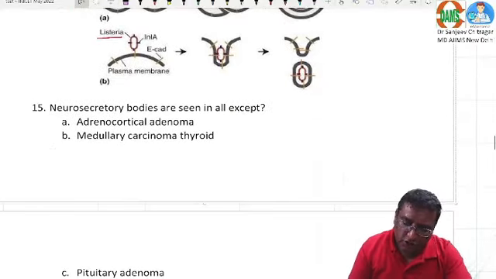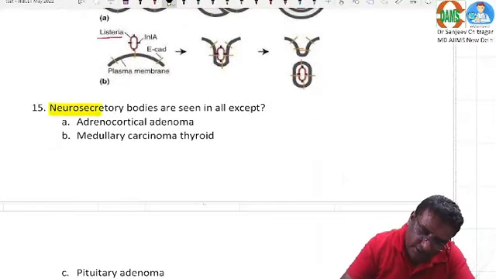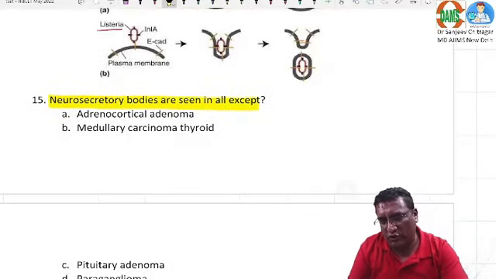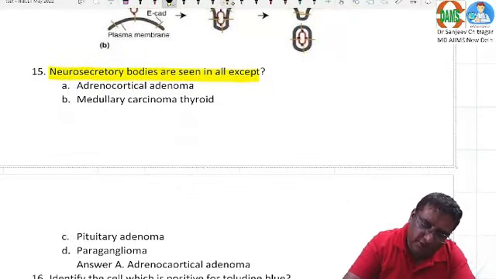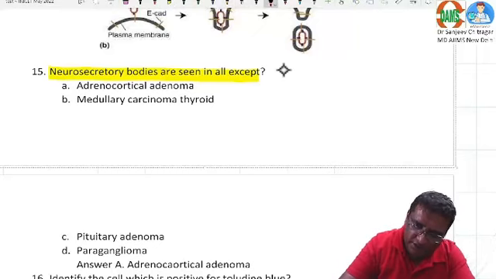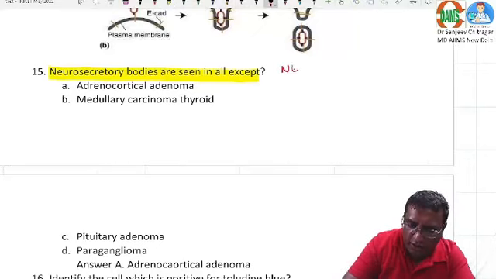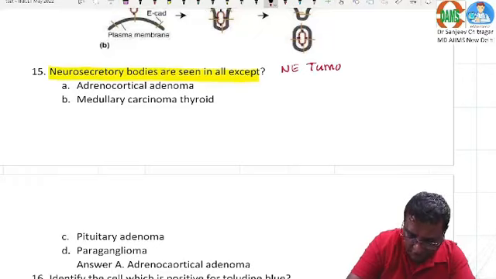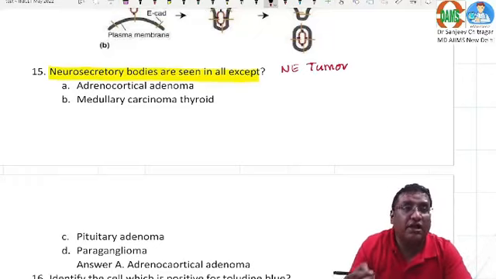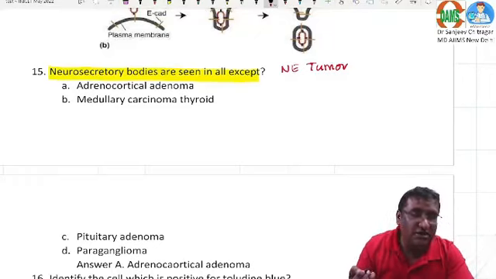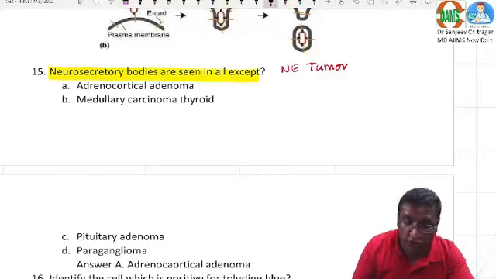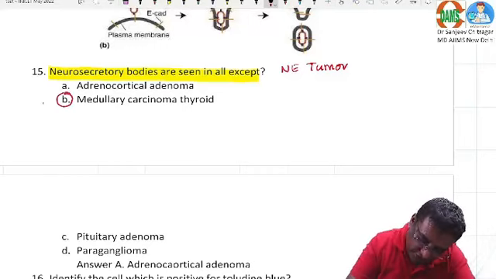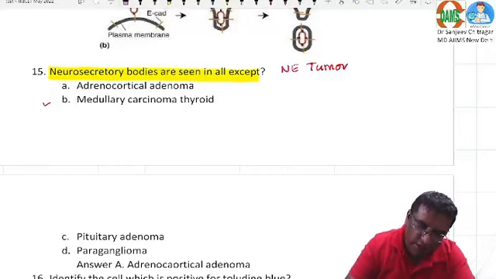Next, neurosecretory bodies are seen in all except. So where don't you see neurosecretory bodies? So neurosecretory bodies, or neurosecretory granules, if you remember, are seen in neuroendocrine tumors. So which are your neuroendocrine tumors? We discussed this. Carcinoids are neuroendocrine tumors. Then paragangliomas and pheochromocytoma is also your neuroendocrine tumor. Apart from that, medullary carcinoma of thyroid, yes, it is a neuroendocrine tumor.